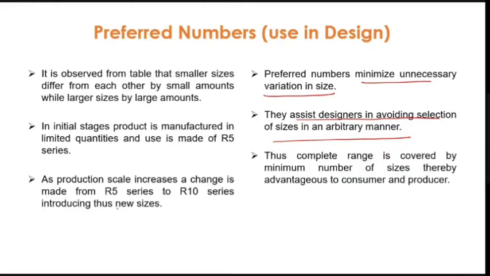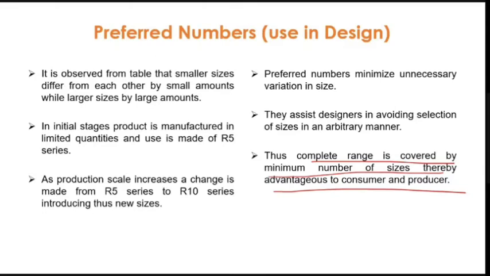Very important, and for the last statement, the complete range is covered by the minimum number of sizes, thereby giving advantages to the consumer and the producer. The consumer gets whatever size is required, and it is also helpful for the producer because it saves the cost, and ultimately the customer is happy because he will get it at a lower price. I hope you understand this.